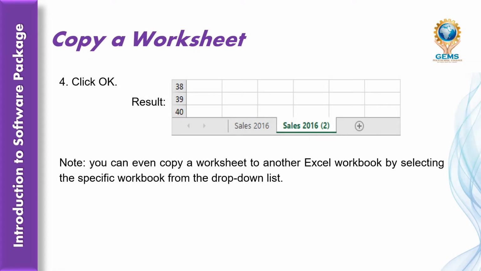So now you can see the result of copying the worksheet. There is Sales 2016. You copy this Sales 2016 into the next sheet, Sales 2016 (2).